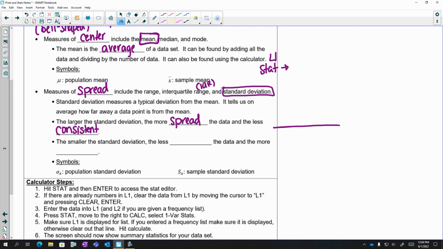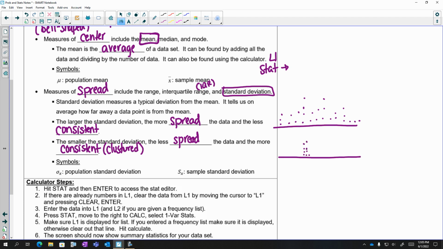So for example, a dot plot would look something like that. The smaller the standard deviation, the less spread the data is, and the more consistent it is. And you'll sometimes see the phrase clustered as well. And something like that would look like this.